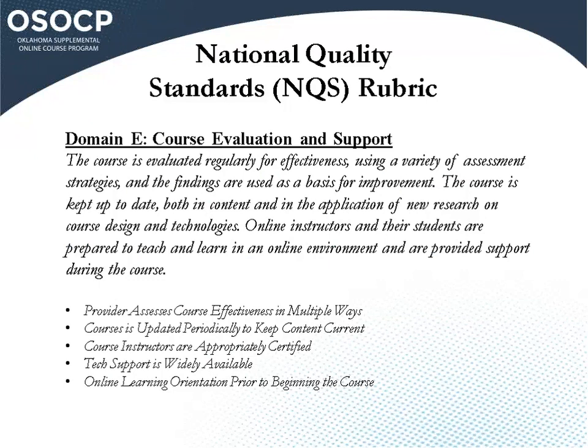So the provider is supposed to let us know in what ways they measure their course effectiveness. So that could be from surveys that they conduct with their instructors as well as with students who take the course. Many of them also have external reviews, not just by the state of Oklahoma, but by national organizations like Advanced Ed. Courses should be updated periodically to keep current. Course instructors should be appropriately certified, and tech support should be widely available. Oftentimes, too, there is an online orientation for students, not just an orientation to the course, but to online learning in general. So those are things that are provided for student success.